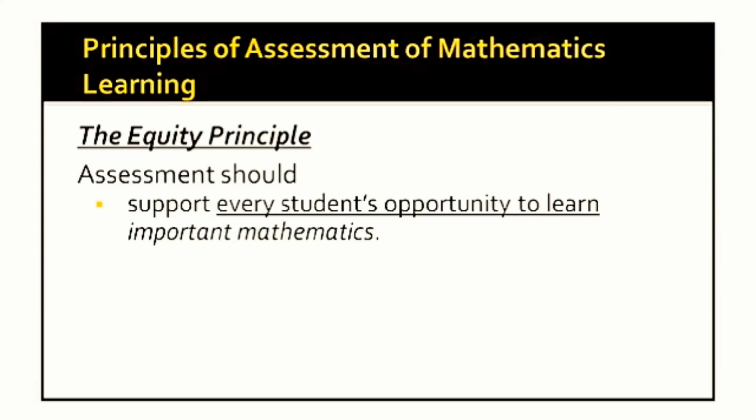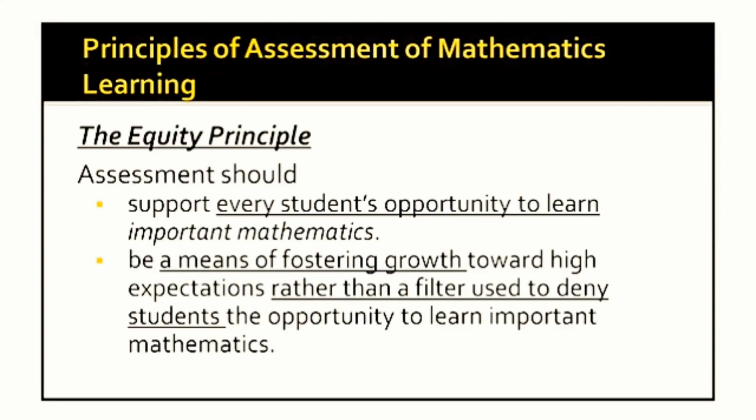This is what the learning principle states. The next is the equity principle, which states that assessment should support every student's opportunity to learn important mathematics. We should not define students by their performance, as bright learners, average or slow learners. But teachers should believe that every student has the opportunity to learn maths and every student can learn mathematics. This is the equity principle, that we do not divide the students based on their performance.